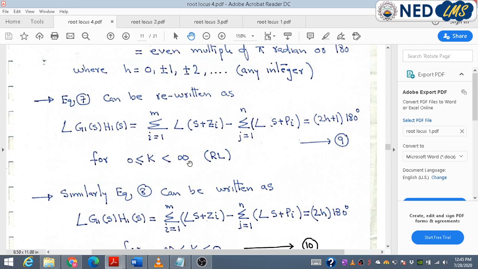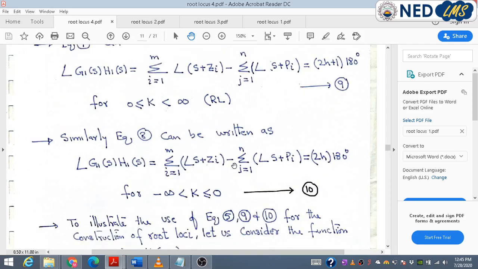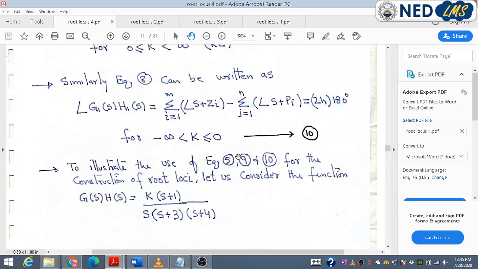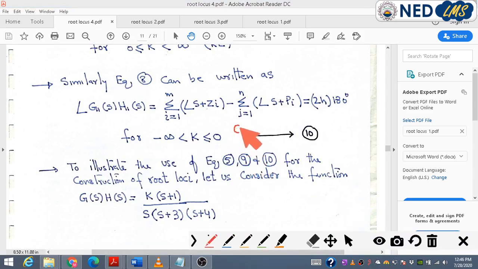If the same outcome, the difference of the sum of angles drawn from zeros and those drawn from poles, is equal to 0 degree or an even multiple of 180 degree, that particular point lies on CRL, and the CRL is the portion of the root locus where the gain k is negative.